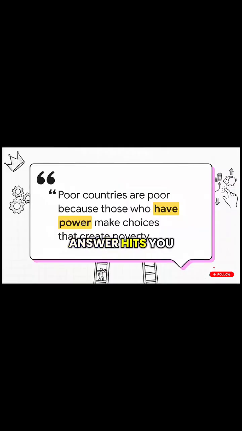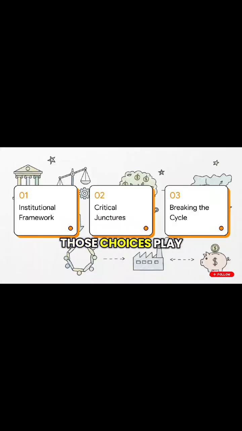The answer hits you right between the eyes with this quote. As Daron Acemoglu brilliantly puts it, poor countries are poor because those who have power make choices that create poverty. That is the absolute primary thesis of this paradigm-shifting book. It's not the weather, it's the rules of the game. The true driver of inequality ultimately comes down to the economic and political choices made by the people sitting at the very top.